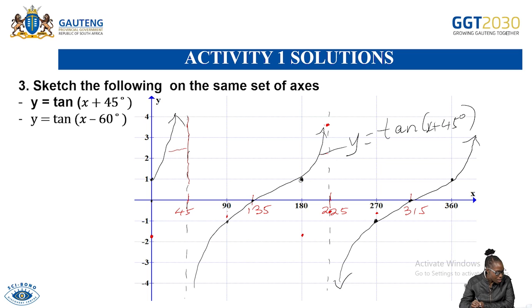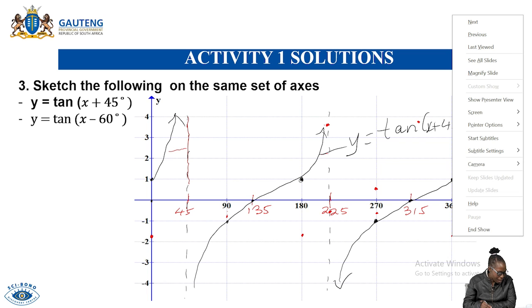And what else? 270, 0.6, positive 1. 0.6 is for 270. And 3.7 is... 315 is 3.7 back there. There is 315 over there. So 360, the last one, I have negative 1.7. Negative 1.7 over there. So my graph is moving this way.